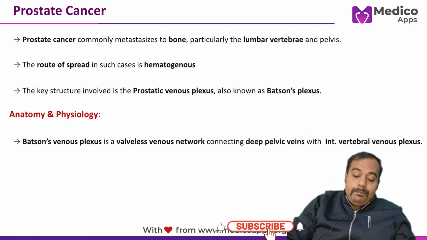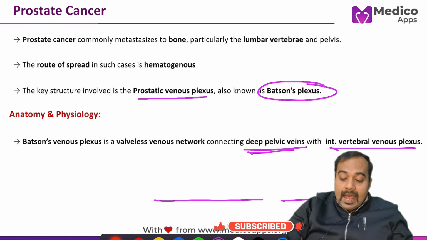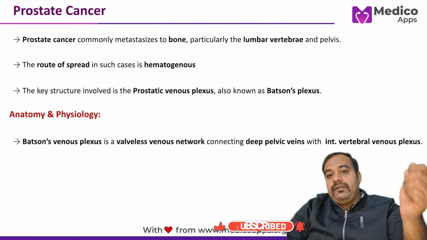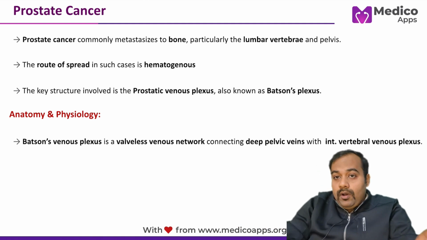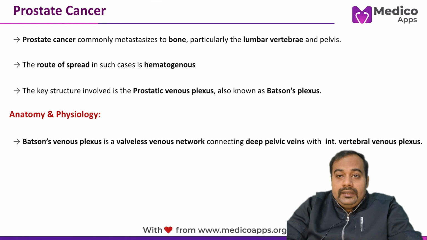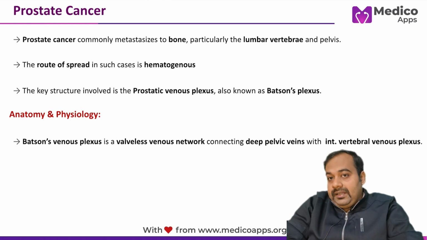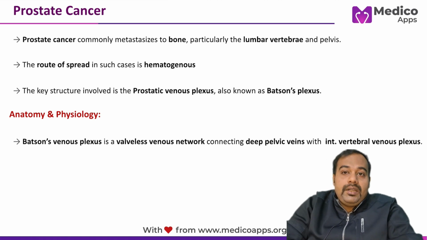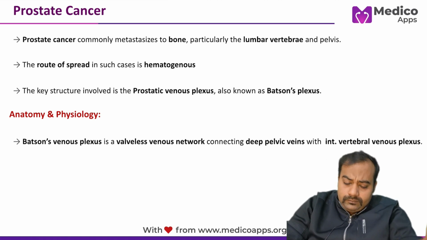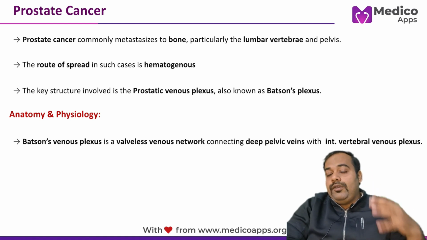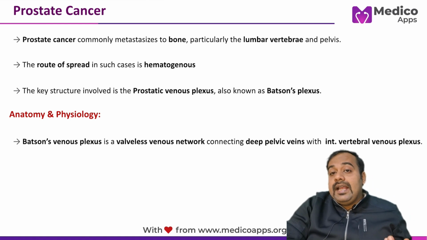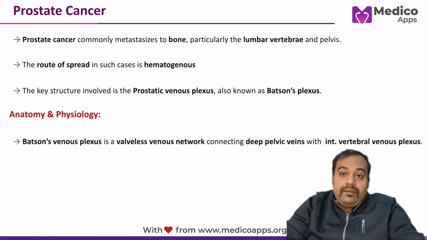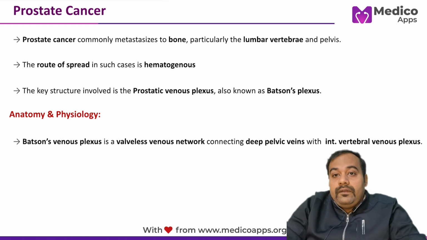There is a deep pelvic vein, and also an internal vertebral venous plexus. Between these two venous structures, there is a connecting venous plexus, which is known as the prostatic venous plexus. These are valveless venous plexuses, which communicate between the two venous structures. As a result of increased intra-abdominal pressure, there is retrograde venous flow towards the vertebral venous plexus.